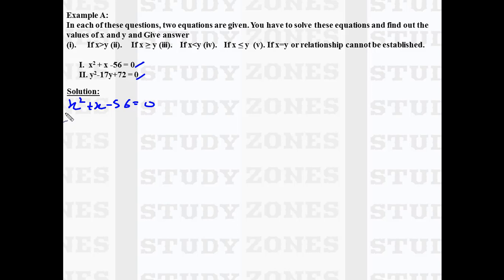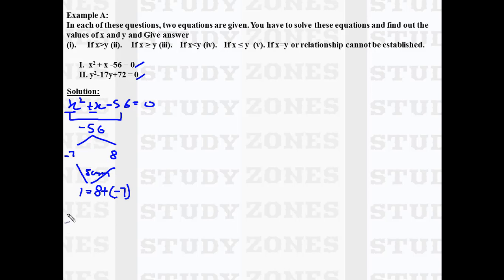Now here, first of all, multiply the coefficient of x square with minus 56. So you will be getting minus 56. Now factorize minus 56 into 2, that is 7 8s are 56. For getting minus 56, one of these terms should be negative. But which one? This we will see here. Now their sum should be equal to the coefficient of x, that is 1. So 8 plus minus 7 gives you 1. So the 7 is a negative term.